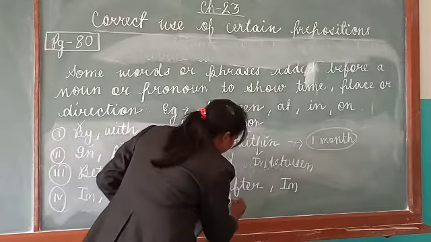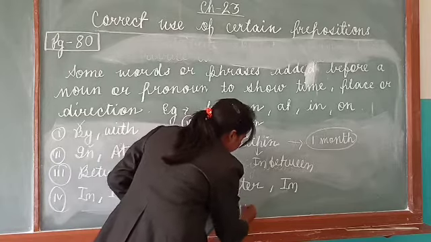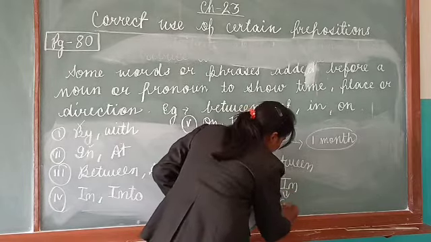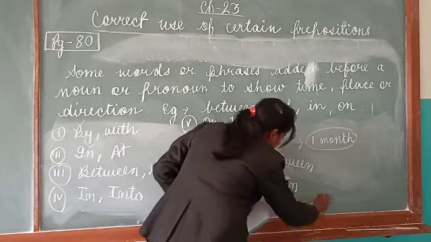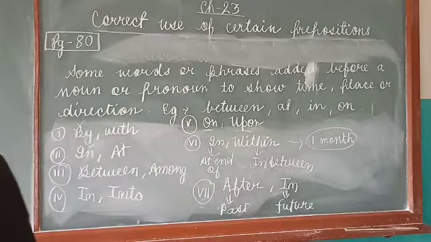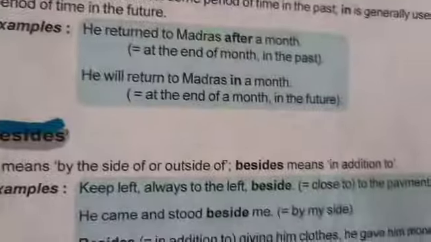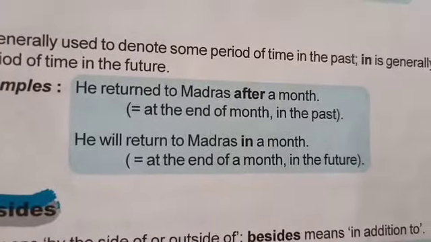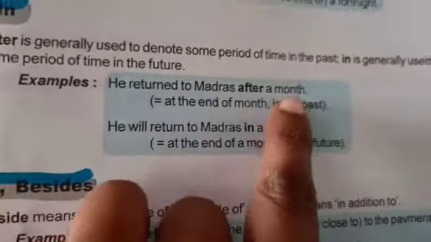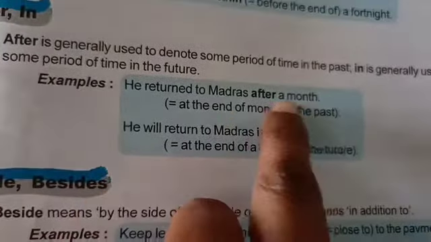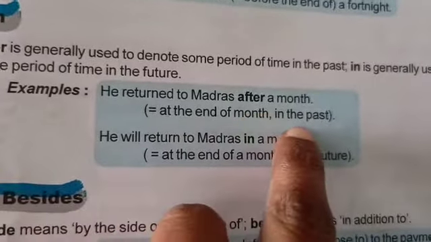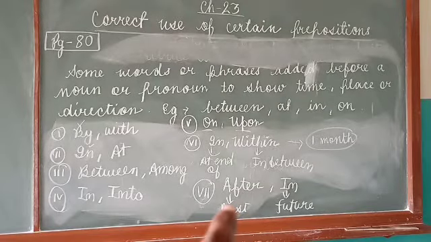Okay. After denotes the time of past and in denotes the time of future. Now let us understand the difference between the two. If you carefully look at the example, you will see it's written here. He returned to Madras after a month. एक महीने के बाद. Okay, after a month means here you can see at the end of the month in the past. As I have written there, you see after denotes the time of the past.